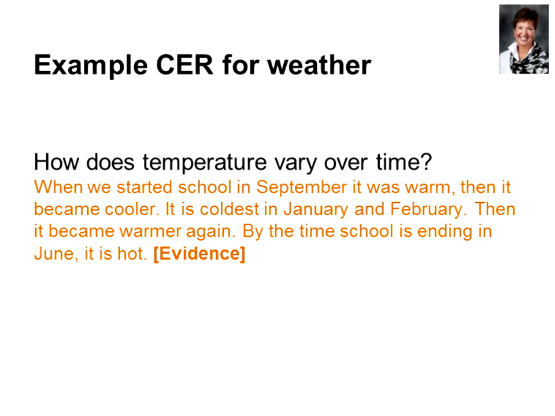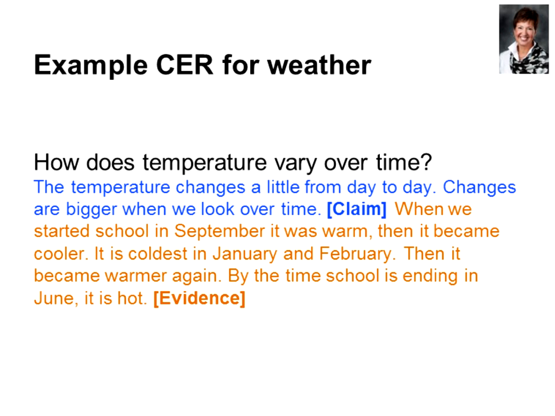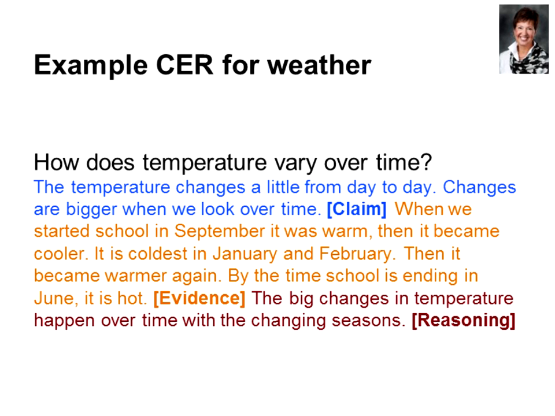evidence. But now you can imagine from that evidence that kids could craft a claim that sounded something like this. The temperature changes a little from day to day. Changes are bigger when we look over time. That is actually leveraging this evidence to be able to write a claim that responds to the question that's under investigation. And then when we layer on reasoning, again, this wouldn't happen overnight, and this speaks to the point of the performance expectation targeting what kids are able to do by the end of instruction. Because here, by the end of the year, and by looking at these data over time, kids will have learned something about seasonal changes and how that impacts how temperature varies.